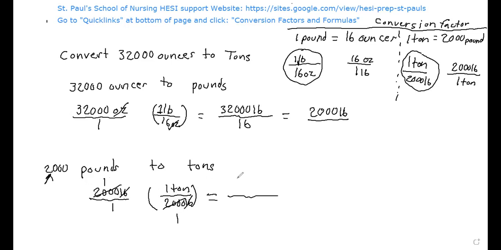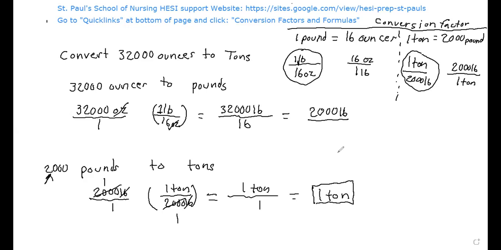And now we just multiply across. So we have 1 times 1 ton is simply 1 ton. And then in the bottom, we have 1 times 1, which is 1. Now, anything divided by 1 is itself. So we end up with 1 ton divided by 1 is simply 1 ton. So our answer is going to be 1 ton. All right. And there we go.